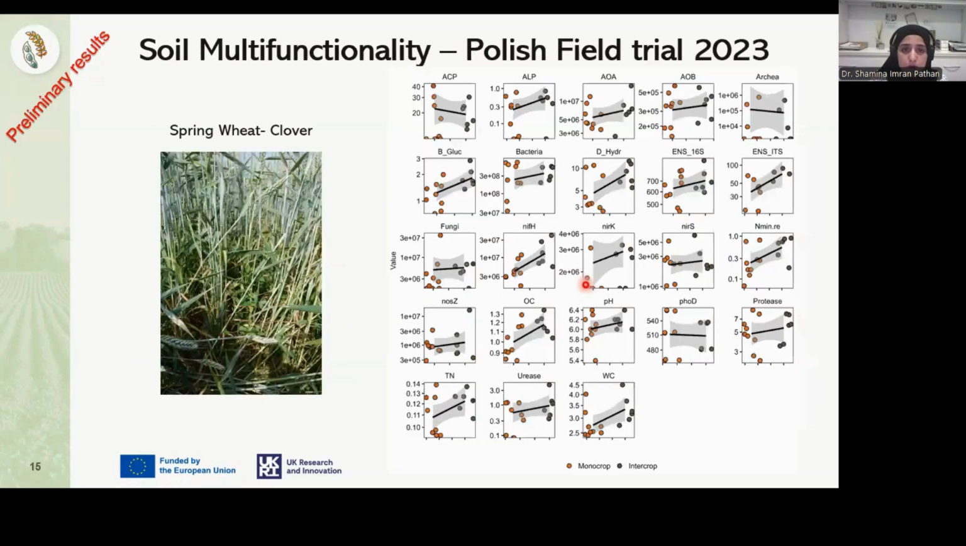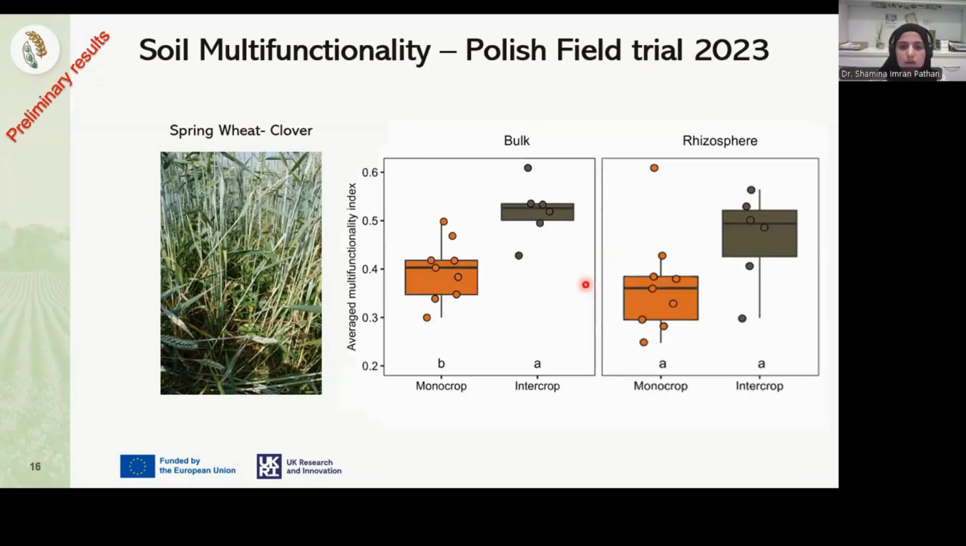We also observed a similar trend in our Polish trial, which is a similar kind of trial, but a long-term one, with spring wheat and clover. In this trial we don't have clover as a monoculture. We have a monoculture of only wheat, and in the intercropping we have wheat and clover. But still, you can see that the soil multifunctionality is higher in the intercropping system.